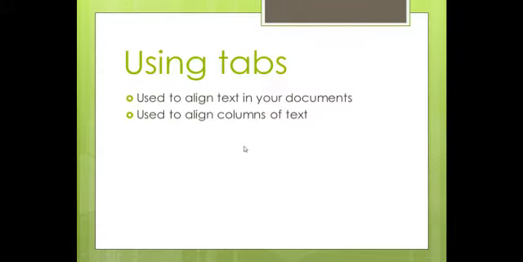Today we're going to be talking about using tabs. Tabs are used in Microsoft Word to align text in your document. Text is nothing more than the words that you see on your screen as you type. These tabs are also used to align columns of text.